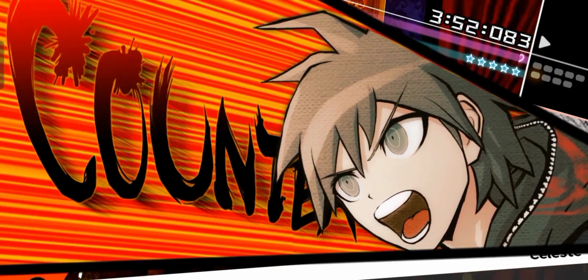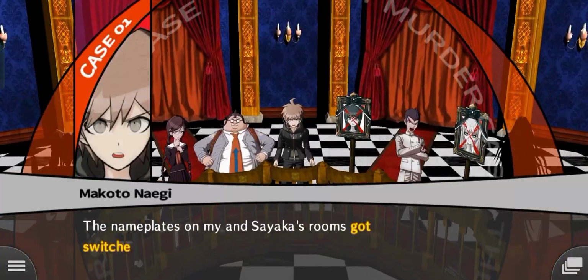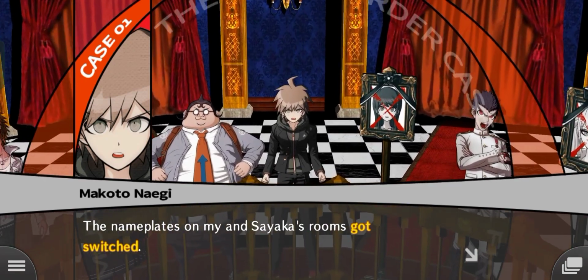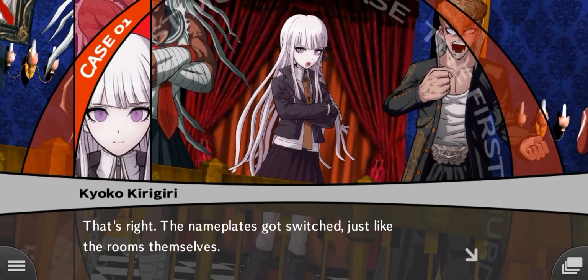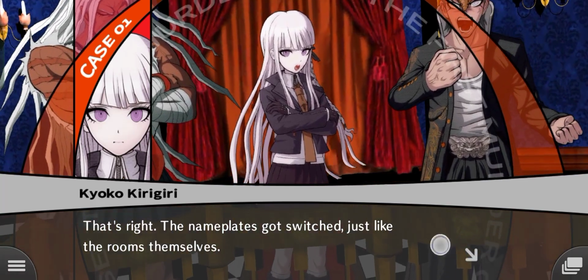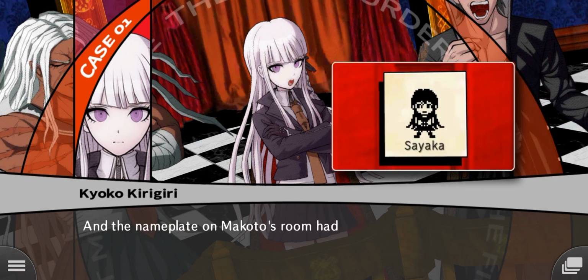No, it's wrong. The nameplates on Mai and Sayaka's rooms got switched. They got switched? That's right. The nameplates got switched, just like the rooms themselves. As a result, the nameplate on Sayaka's room actually had Makoto's name. And the nameplate on Makoto's room had Sayaka's.